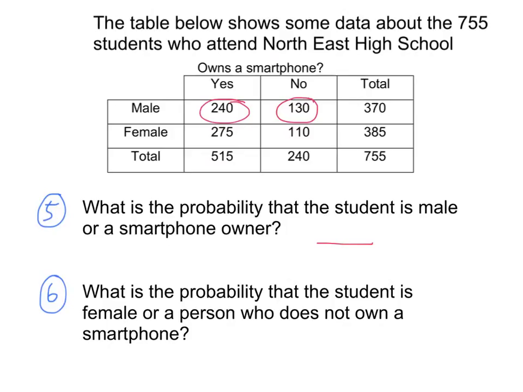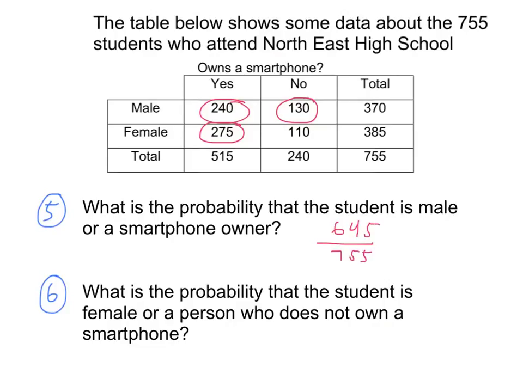But it says male or a smartphone owner. So we have to also consider the females who are smartphone owners. So it would be 240 plus 130 plus 275. It would be all 3 of these groups, the males or the smartphone owners. So we've got to count all the males as well as the females who own smartphones. So if we add 275 plus 240 plus 130, that's going to be 645 out of 755.